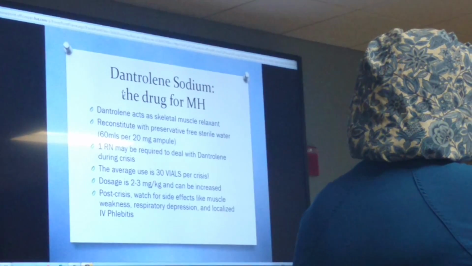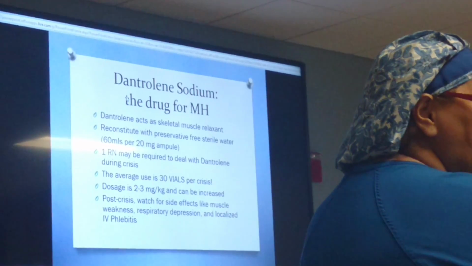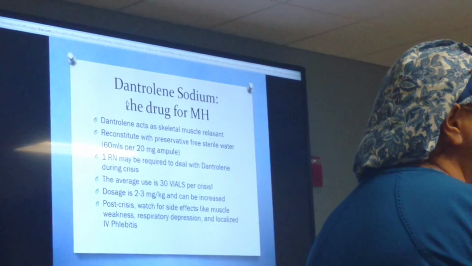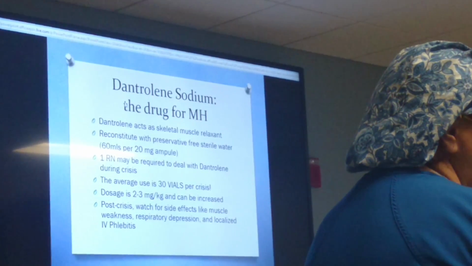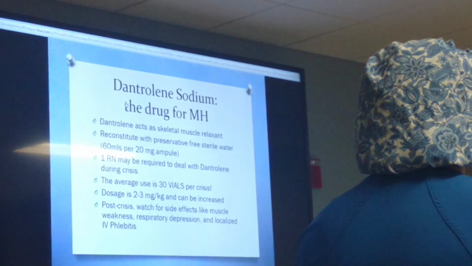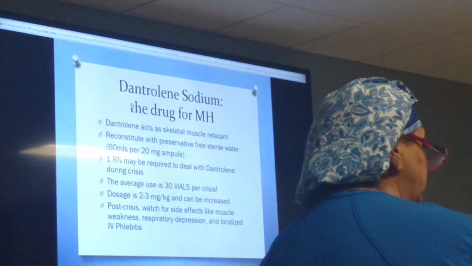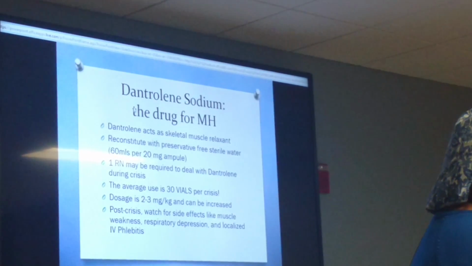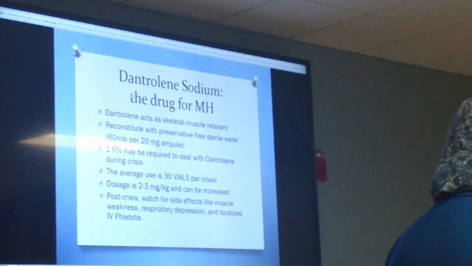That's, you know, when anesthesia asks for it, you have to be ready to go. You don't have time to wait to mix another vial. It's better to waste a vial than not have it ready when the patient needs it. Okay, post-crisis, you want to watch for side effects like muscle weakness, respiratory depression, and localized IV phlebitis. I mean, this patient's getting a lot of drugs through that one IV, so like I said, try and start a second IV if at all possible. And you can't imagine what kind of pain this patient may be in afterwards with the muscles being contracted as hard as they had been prior.